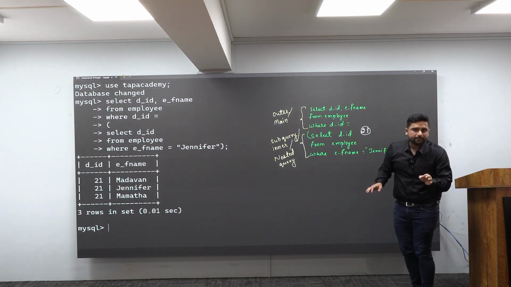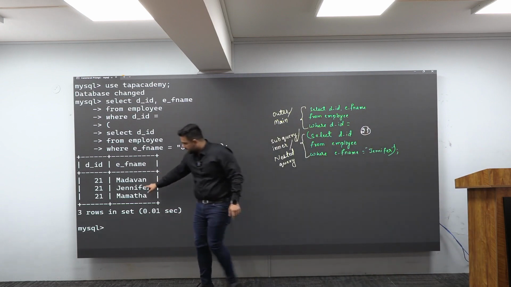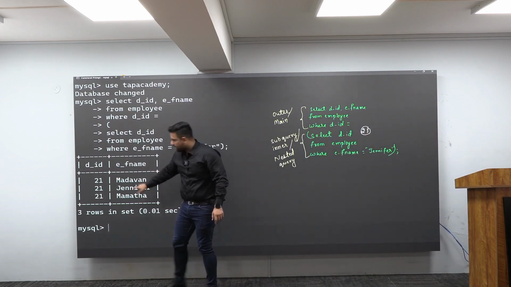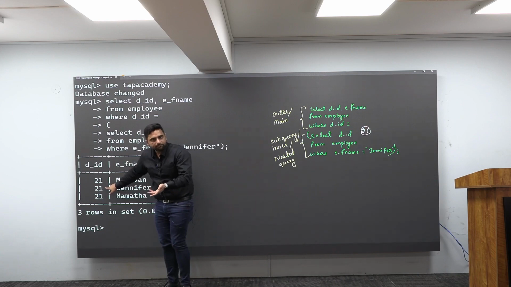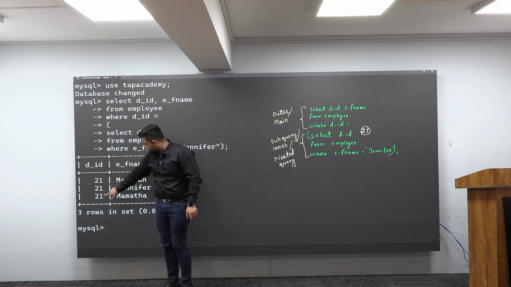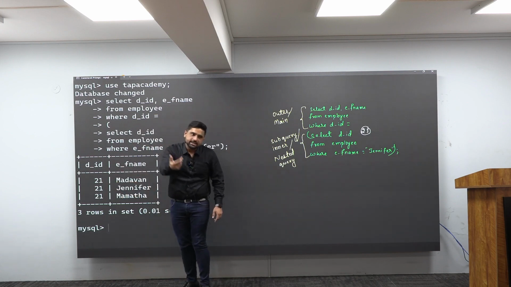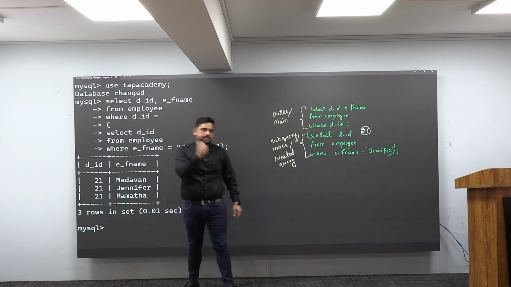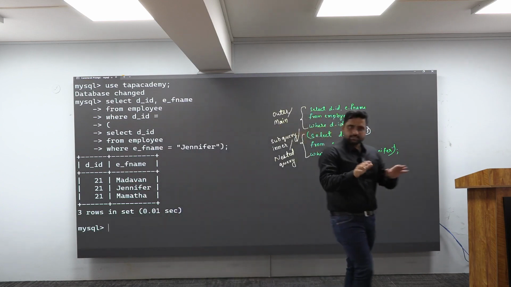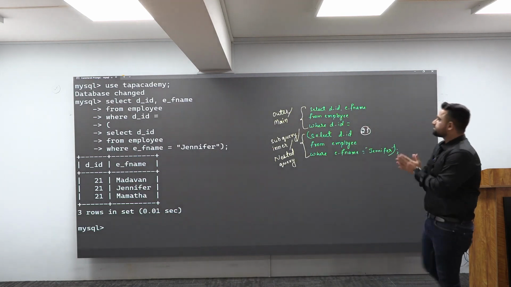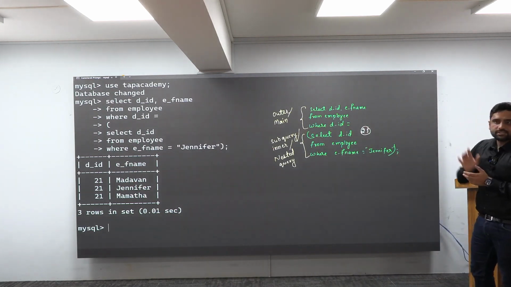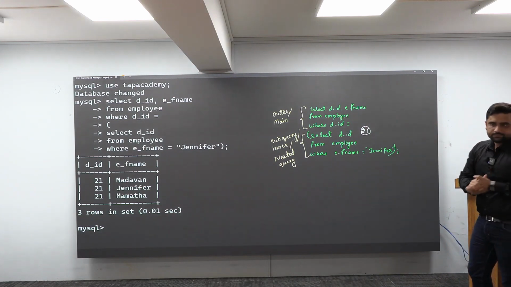We wanted all the employees from Jennifer's department. And what is the department ID of Jennifer? 21. And that is what we wanted. So we got Madhavan. What is the department ID of Madhavan? 21. Same as Jennifer. We got Mamta. What is the department ID of Mamta? 21. Same as Jennifer. And that is what we wanted from our question. Understood everyone? Great. Which query will execute first here? Inner query will execute first, or you can say subquery.